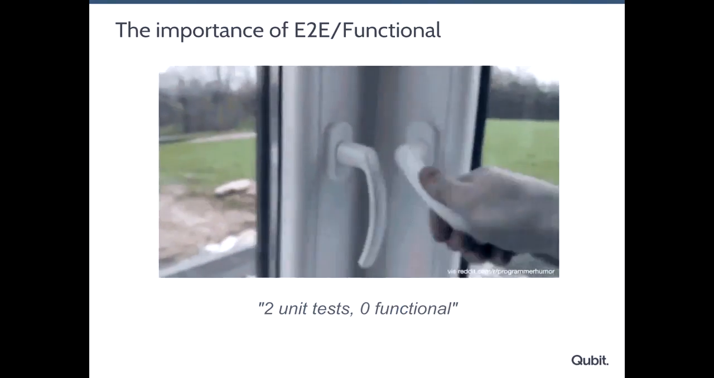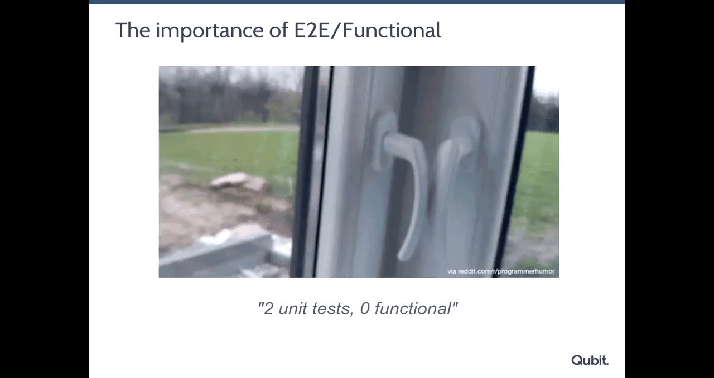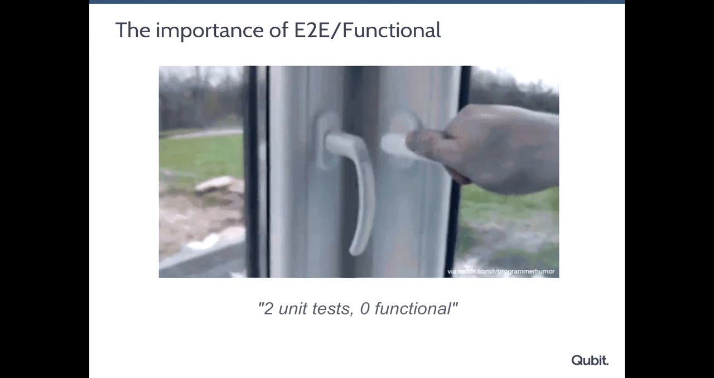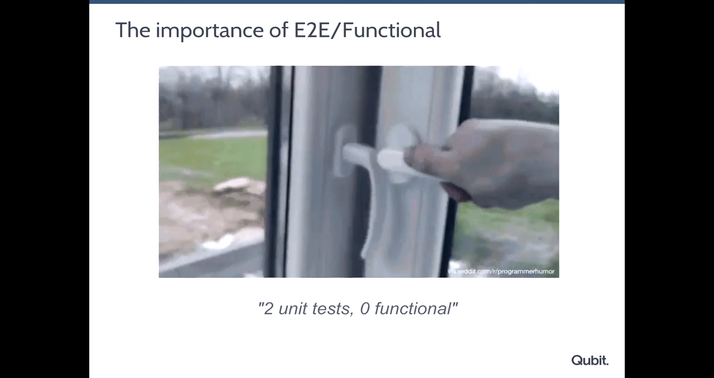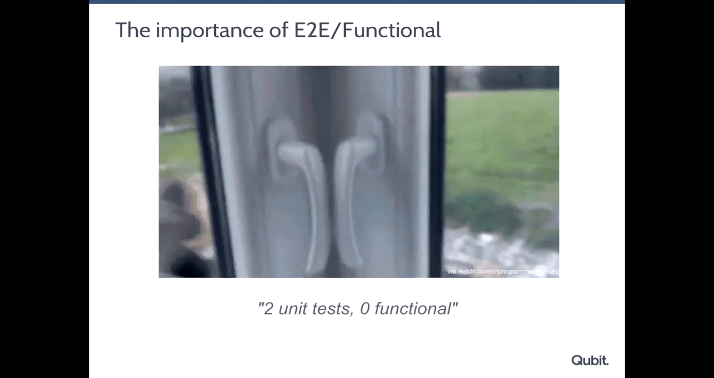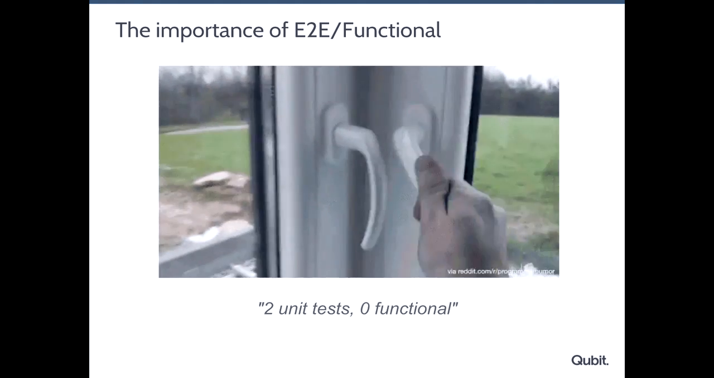And really, end-to-end tests are very important, right? As you can see here, this had 2 unit tests and no functional tests. Someone made 2 doors, windows, checked they opened, they didn't check that they opened together. That's why end-to-end tests are really important. They can pick out bugs that your users will find when they're using your system as a whole, instead of very small things.